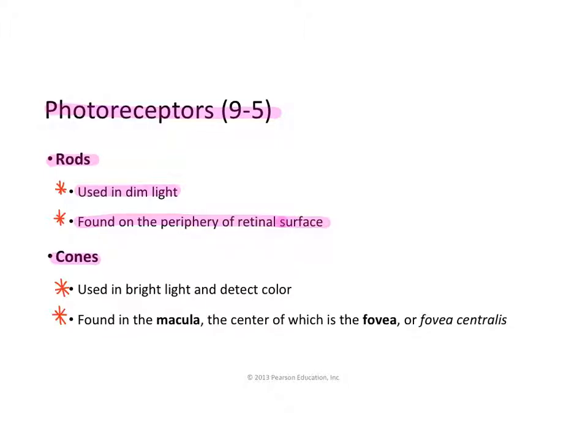We have two sets of receptors on the eye called rods and cones. The rods are used in dim light and found on the periphery of the retinal surface. The cones are used in bright light and detect color. They're found in the macula, the center of which is the fovea, or fovea centralis. You might have heard of something called macular degeneration.